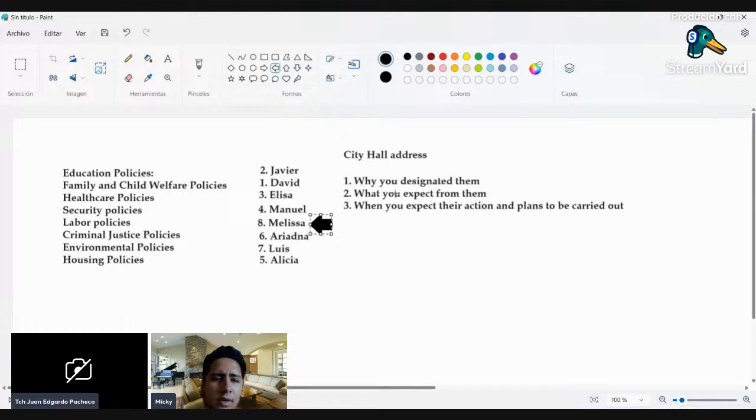I want to have a more participatory city, and that's why Melissa is in charge of this. And yeah, I want to listen to their ideas, their opinions, and see what we can do for society. And well, that was all the members of this cabinet. Thank you to all of you for coming and let's work together.